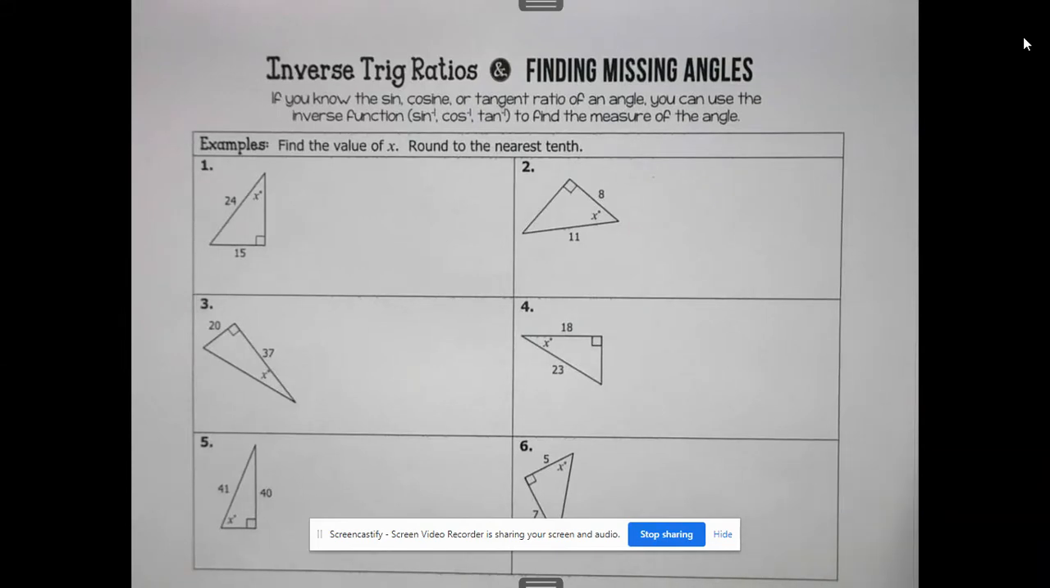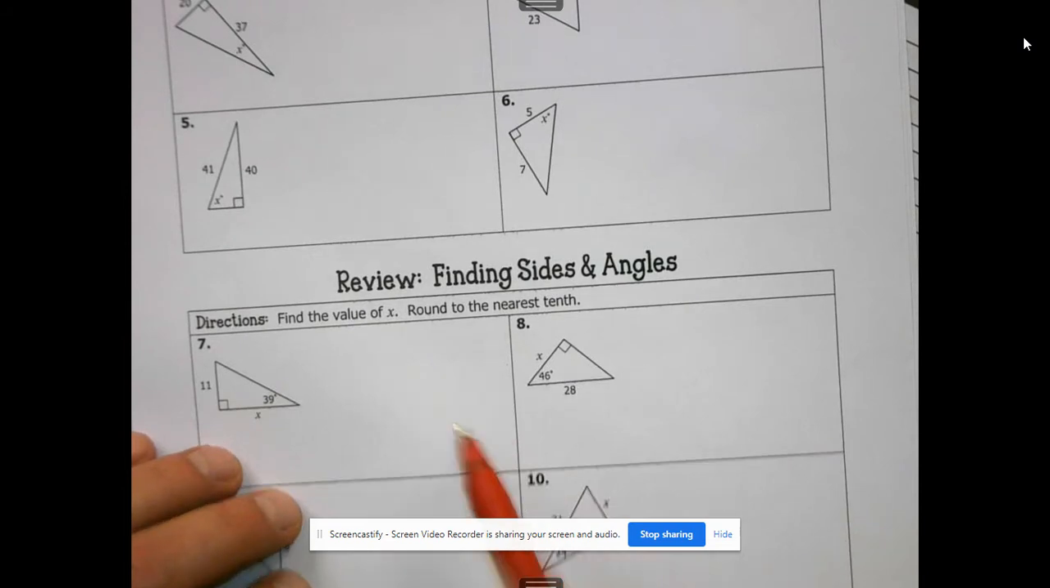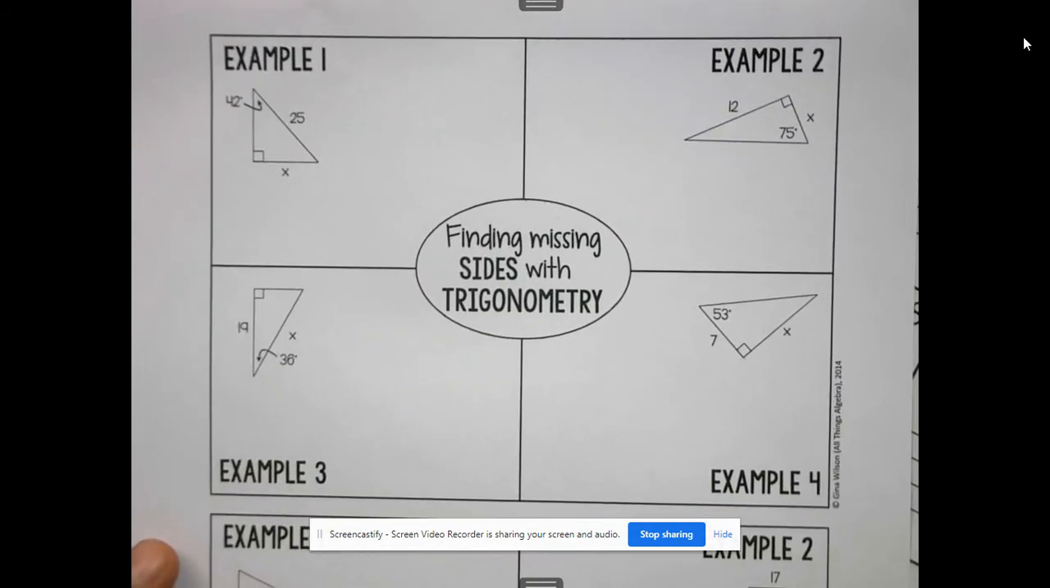All right, guys, this lesson we're going to use trig to find a missing angle instead of a side this time. So we'll start out finding some missing angles. Let's try to type this stuff into the calculator. We'll do some review finding missing sides, then a couple application problems, and then a nice little reference sheet to help you guys out for your quizzes this week.